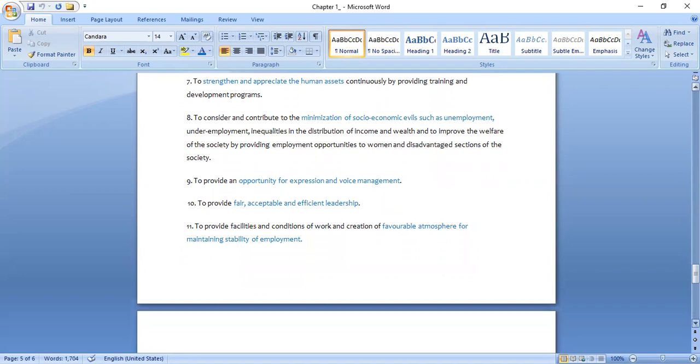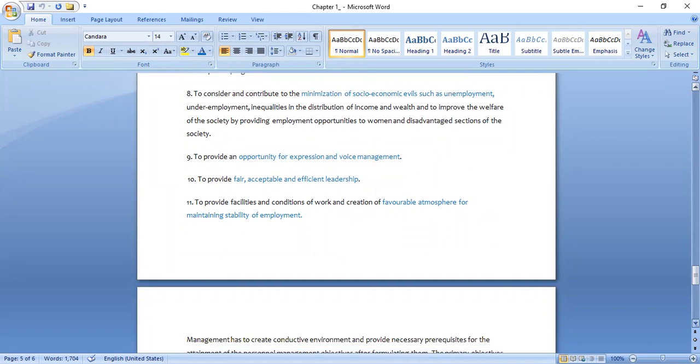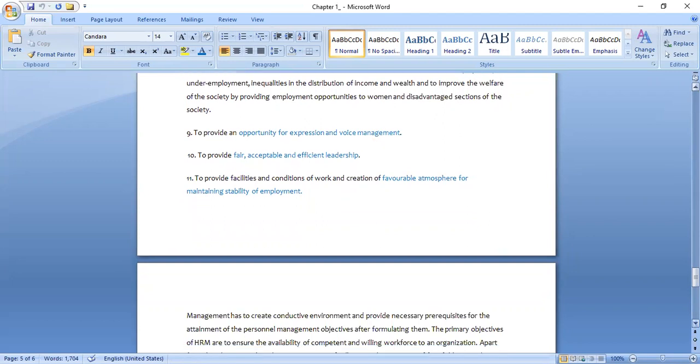Then also human resource management aims at minimizing socio-economic evils such as unemployment, right? We shall later on be looking at what we call recruitment and selection, but we realize that through recruitment and selection, people are able to get jobs, right? People are able to get jobs, and this helps in reducing the levels of unemployment. That's if the human resource managers are doing their work fairly.